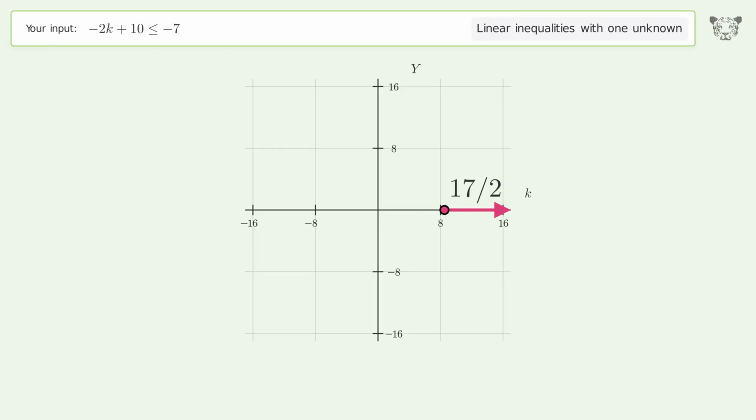And so the final result is k equal or greater than 17 over 2 equal or greater than 81 over 2.